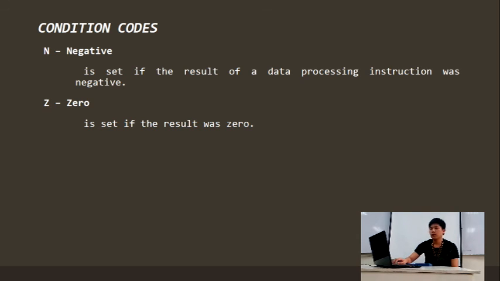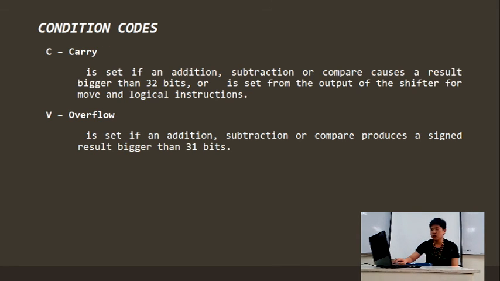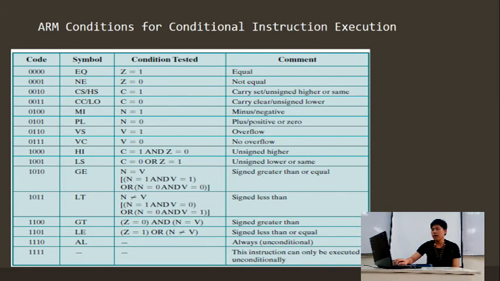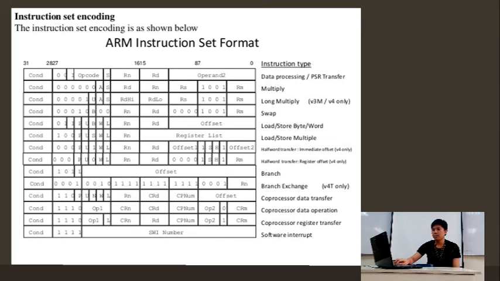Here are the condition codes. N is for negative, which is set if the result of a data processing instruction was negative. Z for zero is set if the result was zero. C, or carry, is set if an addition, subtraction, or compare causes a result bigger than 32 bits, or is set from the output of the shifter for move and logical instructions. And V, or overflow, is set if an addition, subtraction, or compare produces a signed result bigger than 31 bits. Here is the diagram for the ARM conditions for conditional instruction execution. And here is the complete diagram of the ARM instruction set format.